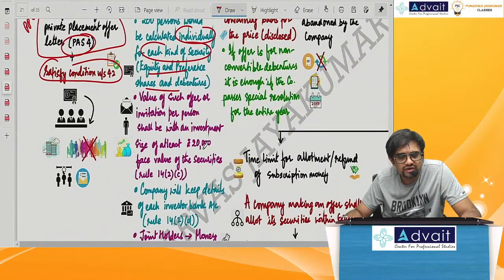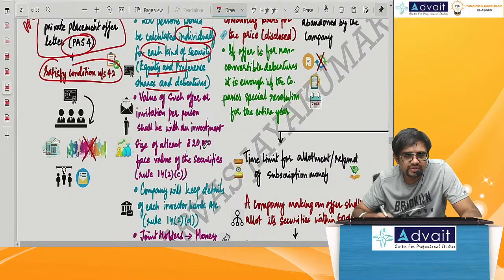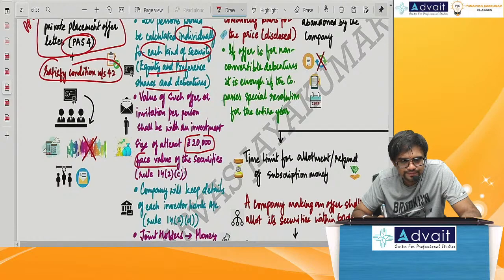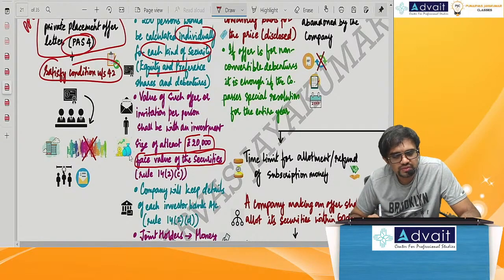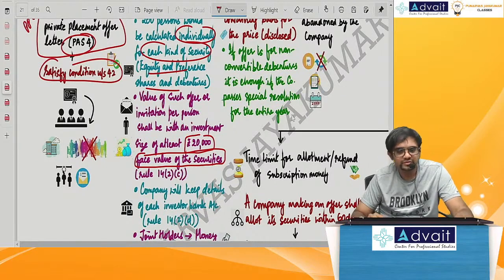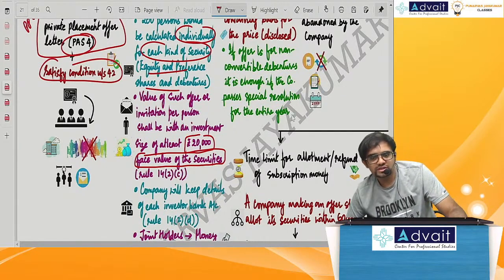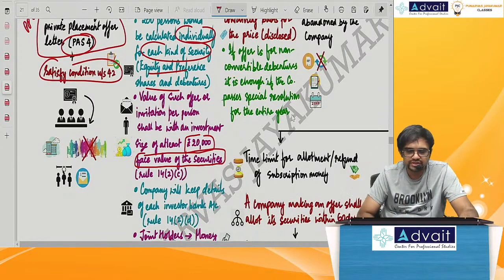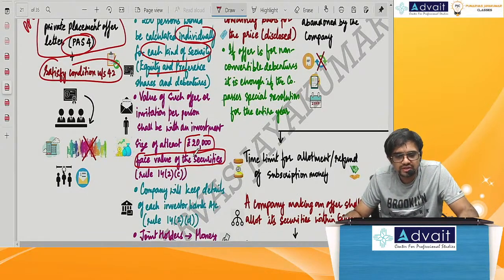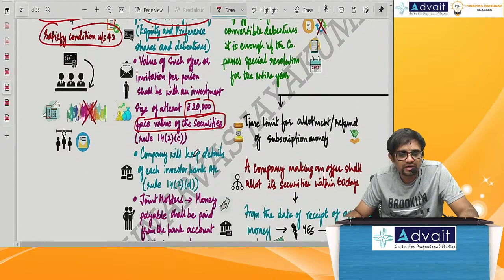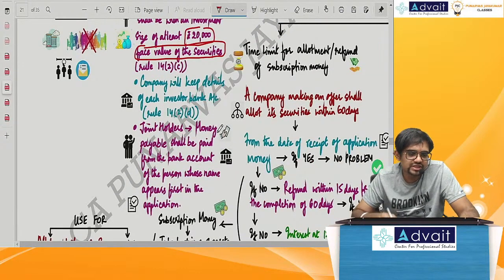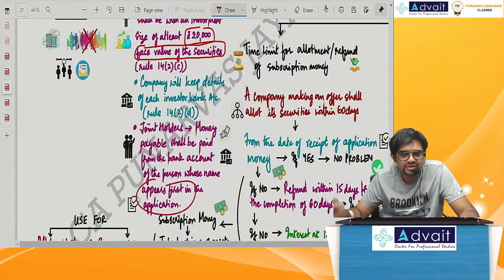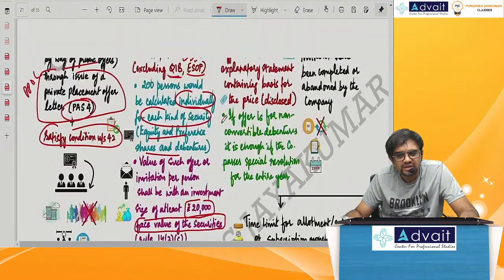Value of such offer or invitation per person shall be an investment of at least 20,000 rupees face value. Value of such offer or invitation, how much, guys? 20,000 rupees face value of the securities. Company will keep all the details of each investor in the bank account. Joint holders will be taken as one. Money shall be payable to the person whose name appears first. Very, very simple. That's the thing.